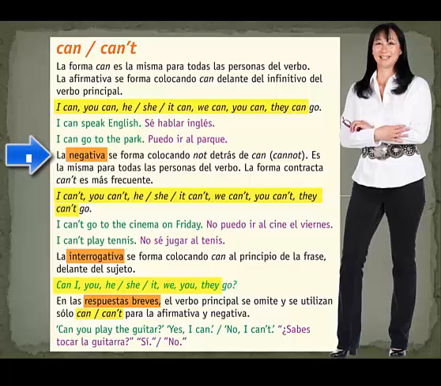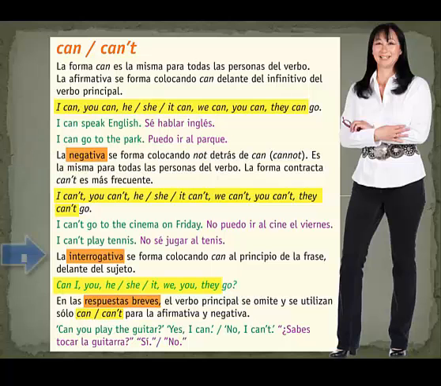As in the examples, I can't go to the cinema on Friday, I can't play tennis, or the others we have mentioned before, I can't type, I can't swim, and so on.